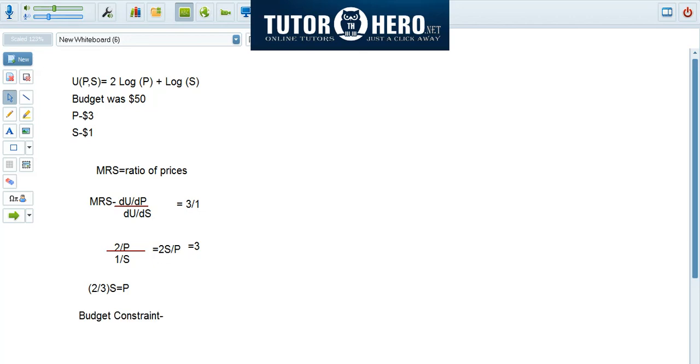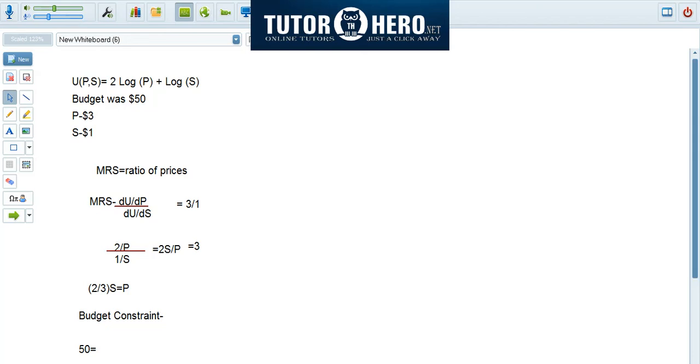So before, we wrote it out on a graph and we drew it, but we never solved for an actual equation. But the equation is easy enough to write. So the budget constraint is always of the form wealth equals something. And so we're going to have $50 equals something. What is it going to equal? Well, it's the price of one good times the amount of it you consume, plus the price of the other good times the amount of it you consume.